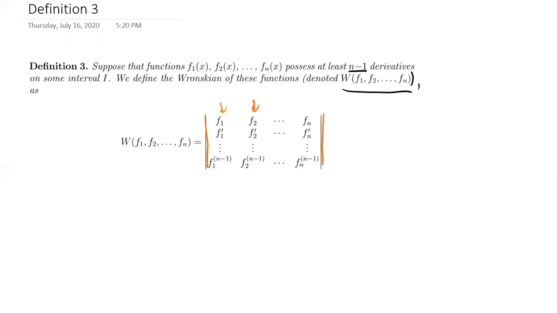The second column is the second function, then its derivative, up to the n minus 1 derivative. And in general, the number of columns you're going to have is the number of functions that you have. So the last column is going to be the nth function, followed by the first derivative, all the way up to the n minus 1 derivative. So that's how you find the Wronskian of a set of functions that are at least n minus 1 differentiable on some interval I.